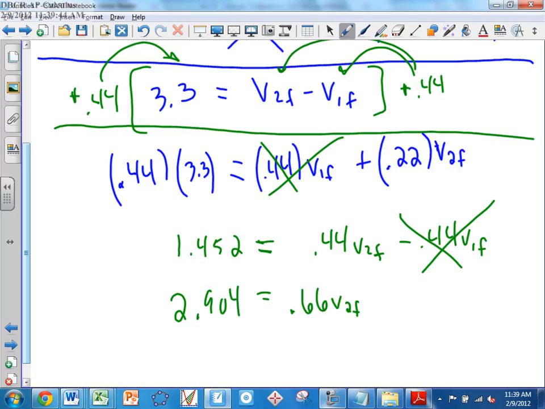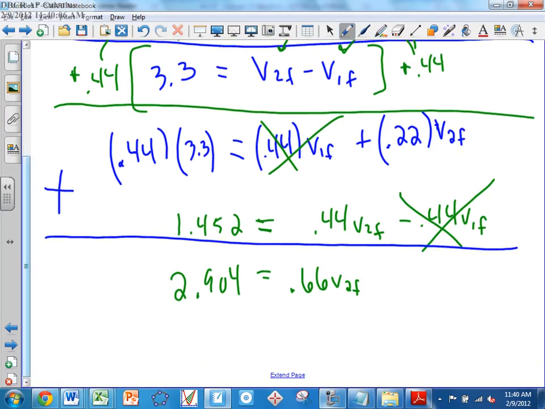Then just divide by 0.66. Again, notice, these two cancel when you add these equations. It's like a big plus sign here. We're adding those equations together. When you add these two together, you get this number. When you add these two, they cancel. When you add these two, you get 0.66. Divide by 0.66, you're going to get 2.904 over 0.66, 4.4 meters per second equals V2F.